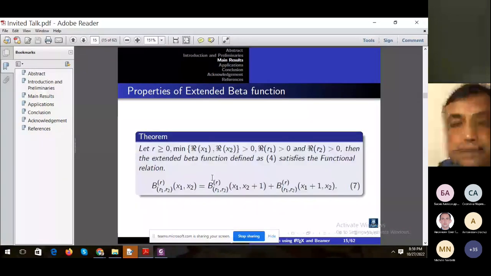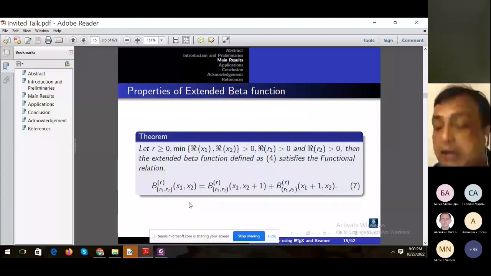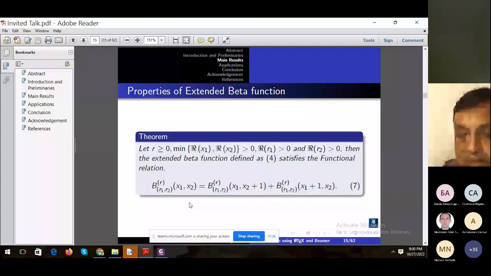This is another theorem, in which we mention that the extended beta function satisfies the functional relation given by equation number 7. Functional relations are also very, very important for extended functions, because when we are dealing with some kind of inequalities, boundary conditions, boundary problems, or when we are changing the transformations of the operators, then yes, functional relations play important roles. So we also prove this functional relation for our extended beta function.